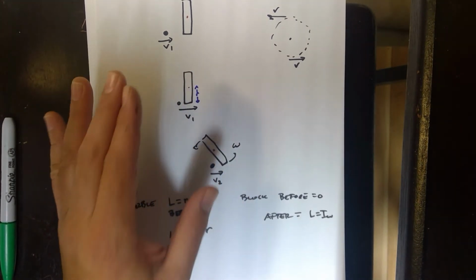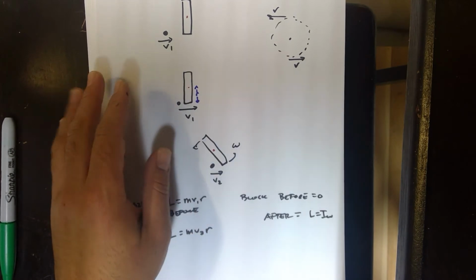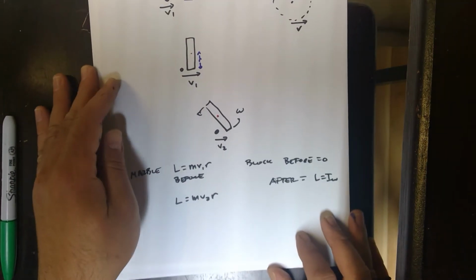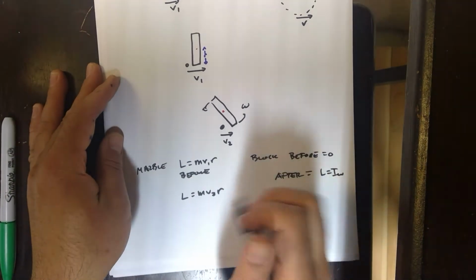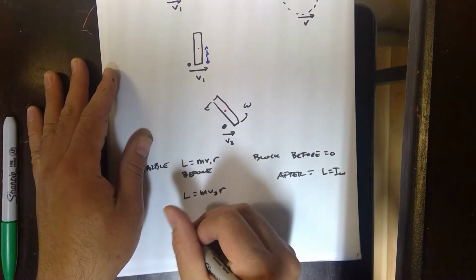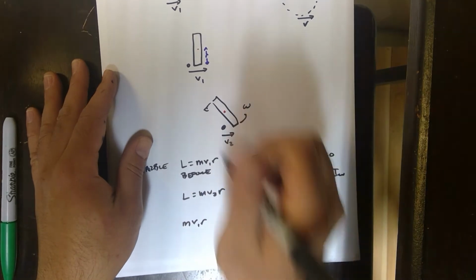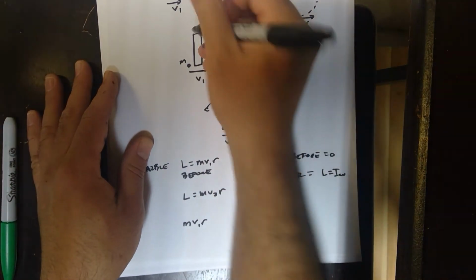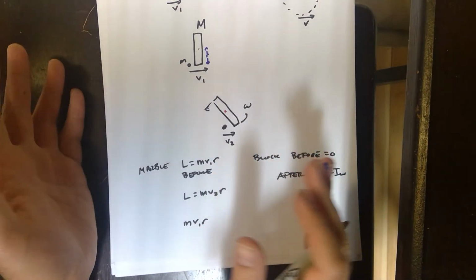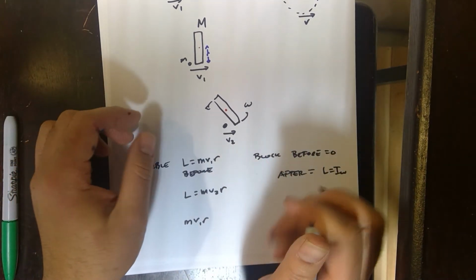In this collision, both linear momentum and angular momentum are conserved. Let's focus on the angular momentum here. Before, you only have the marble having angular momentum. So the angular momentum of the system is mv1r, where m is the mass of the marble. Let's call this big M, because the block would obviously be heavier than the marble.